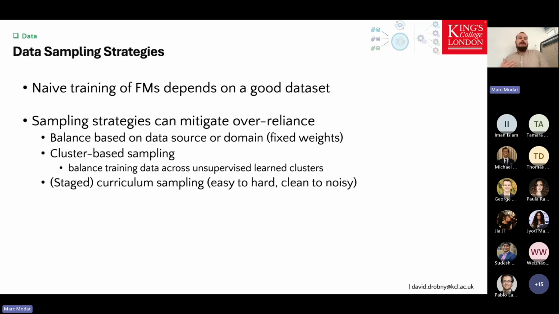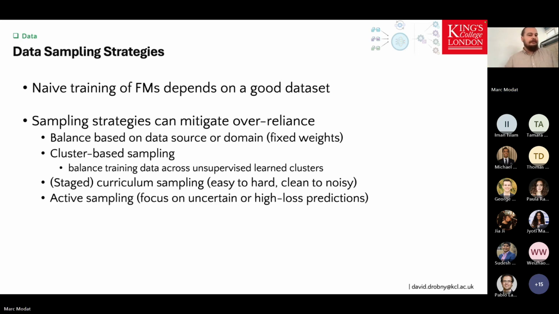We can also do a kind of staged learning and staged sampling, where, for example, we structure the data set into simple tasks first, or clean data first that we have been curating. And then while the model increases in capacity, we go to harder problems to keep improving the model.